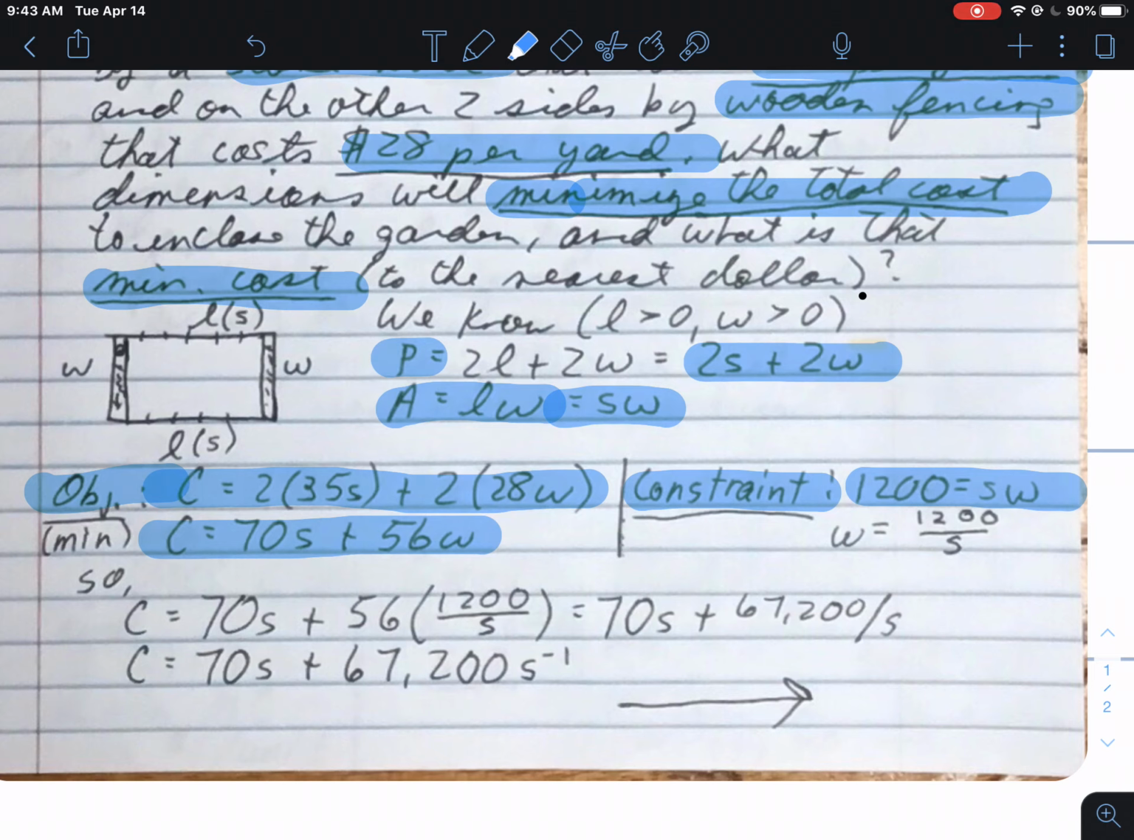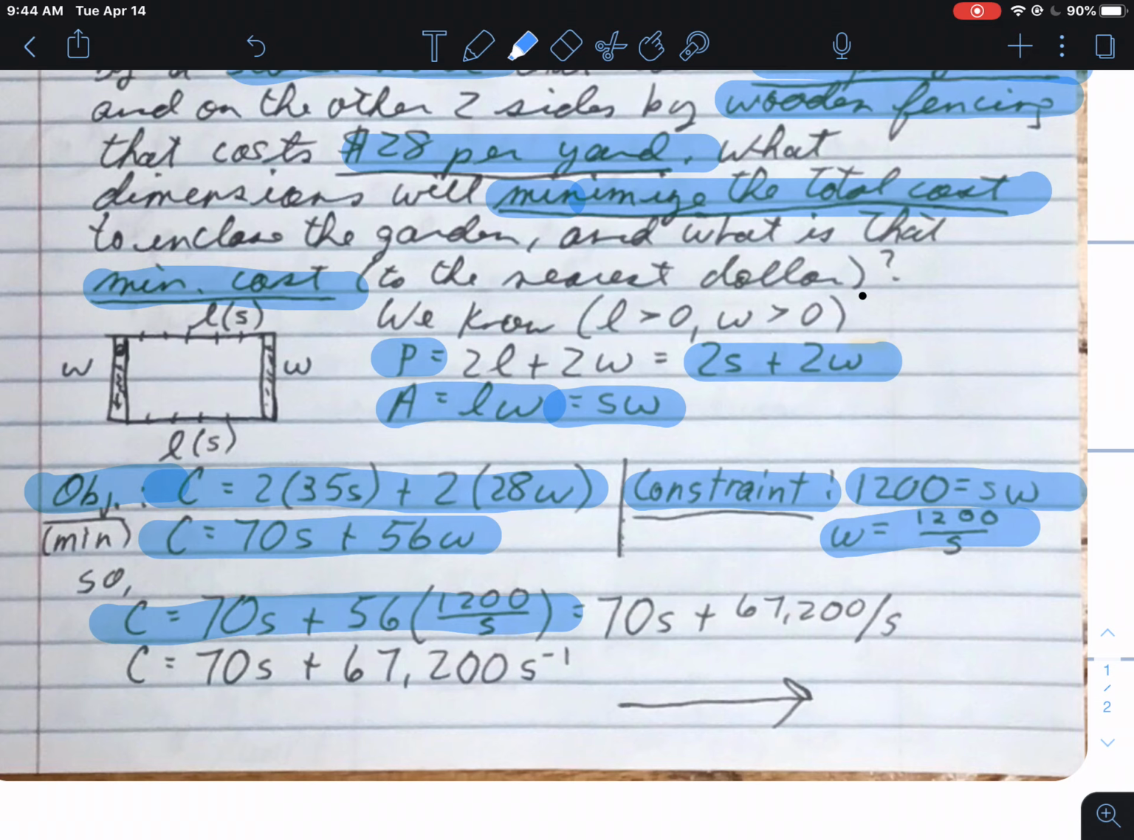And then I take that constraint and I solve it for one of those variables. Now, it doesn't matter which one you solve for. Typically, we solve for the one that's easier to solve for. In this case, it really doesn't matter. You're going to divide 1,200 by S if you solve for W. You divide 1,200 by W if you're solving for S. But it's really irrelevant. It's your choice. You just need to solve that constraint for one of your variables so that you can then come into your objective function and sub out one of those variables.